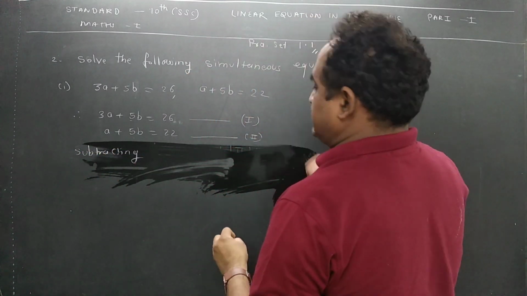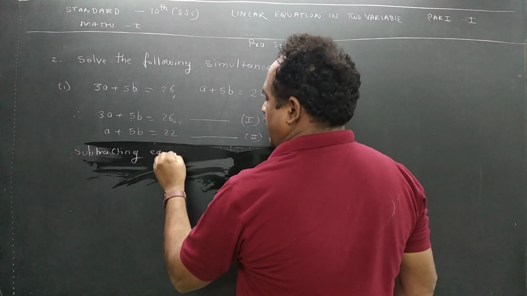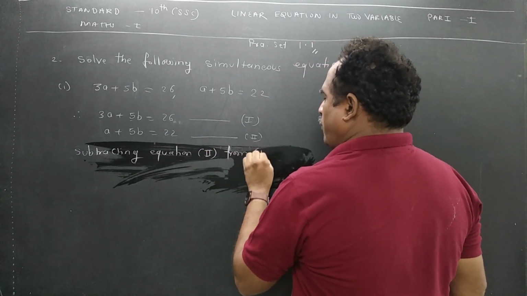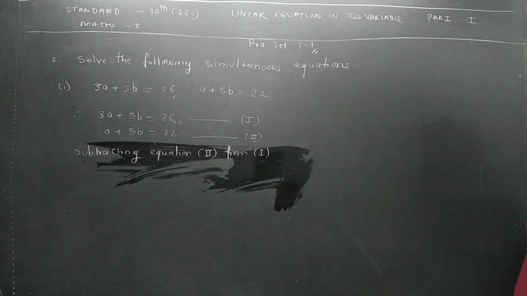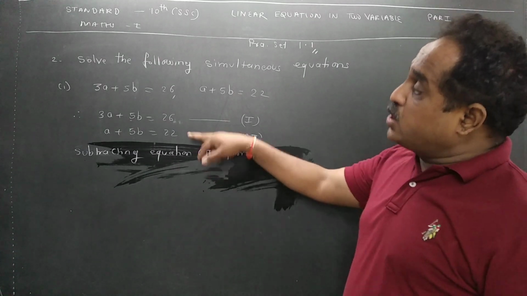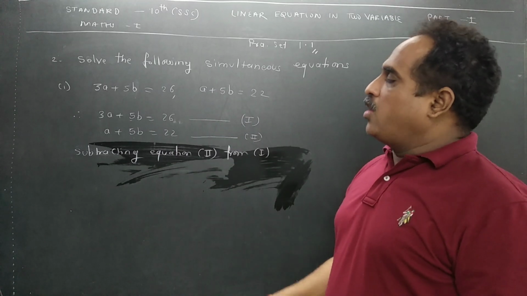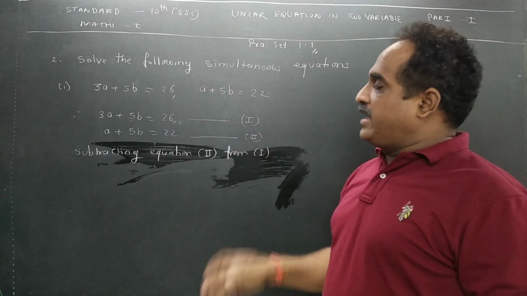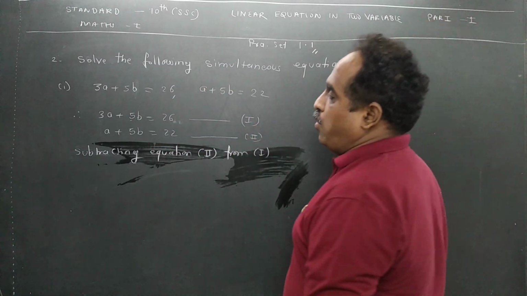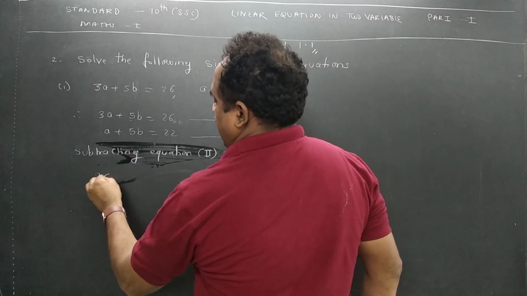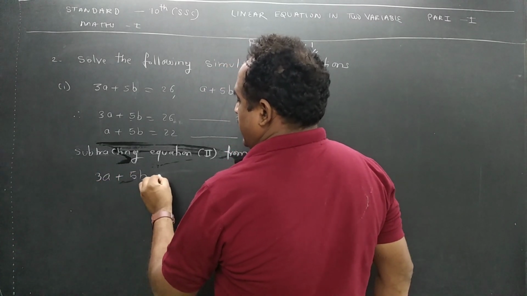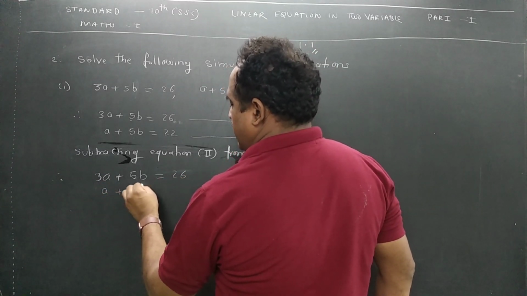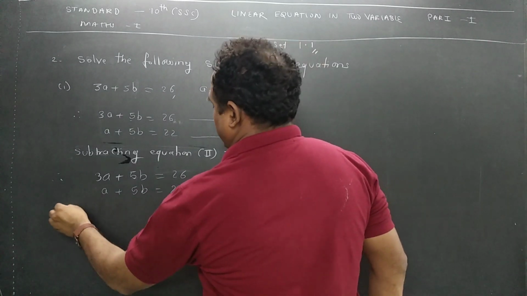subtracting this equation, that is equation 2, from 1. See once again, what are you going to write? Subtracting 2 from 1, not 1 from 2. Or don't write subtract 1 and 2. What are you going to write? Subtracting lower equation from upper equation, that is equation 2 from equation 1. So what will happen now? 3a plus 5b is equal to 26 and a plus 5b is equal to 22.